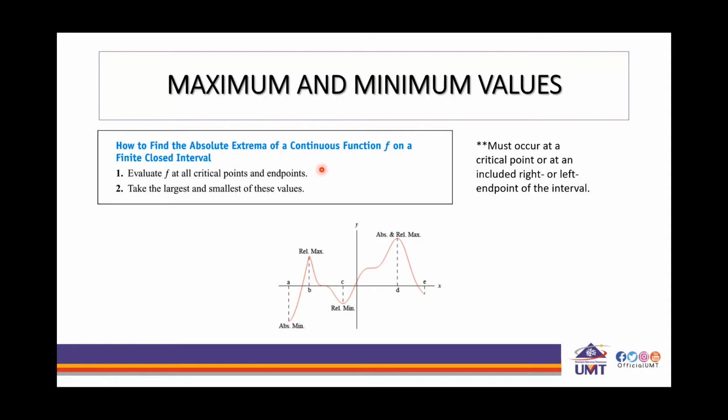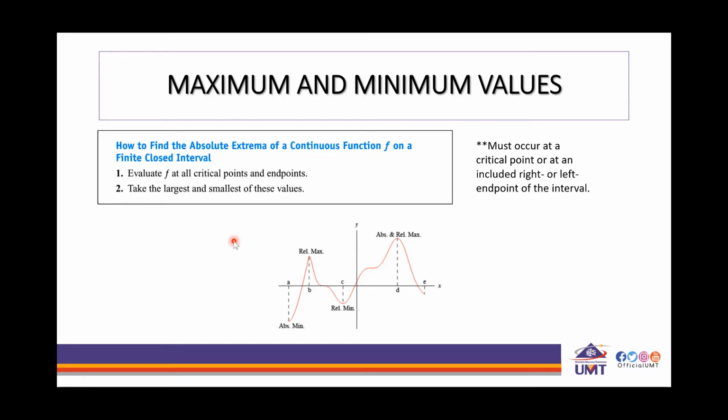How to evaluate f at all critical points? I already showed this in an example before the mid-sem break. So just use the steps on how to find the critical points and endpoints, and then take the largest and smallest of these values. Then we can find the absolute extrema of a function.